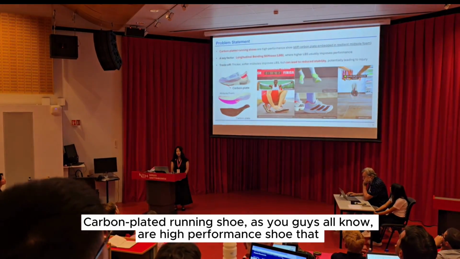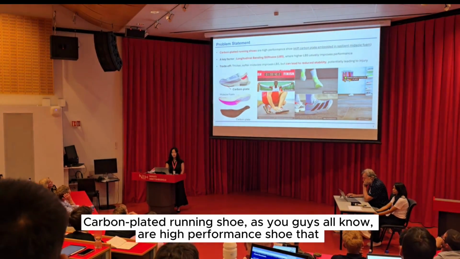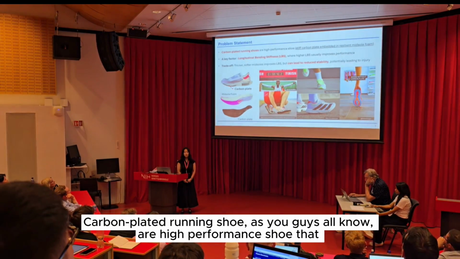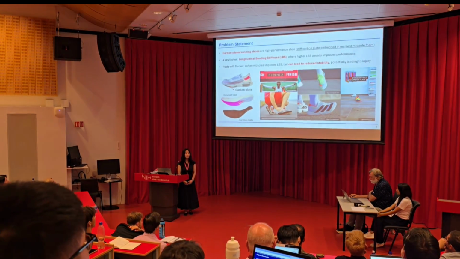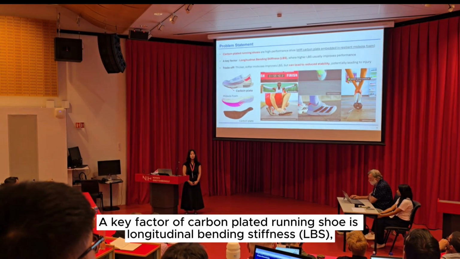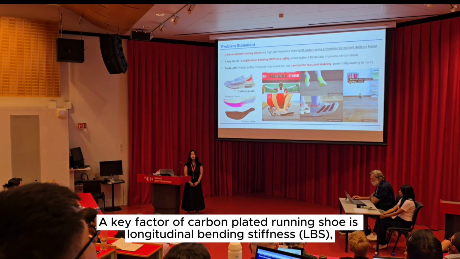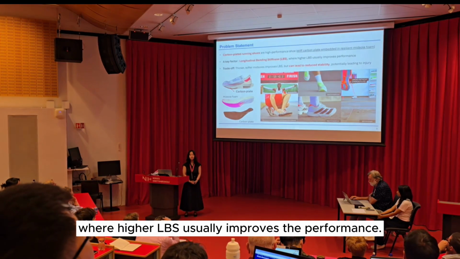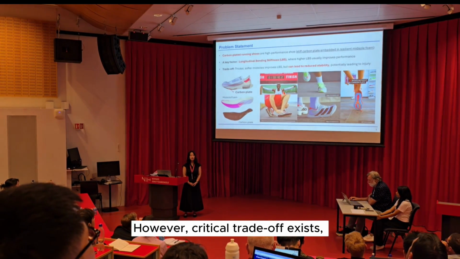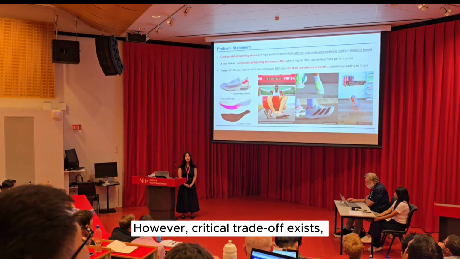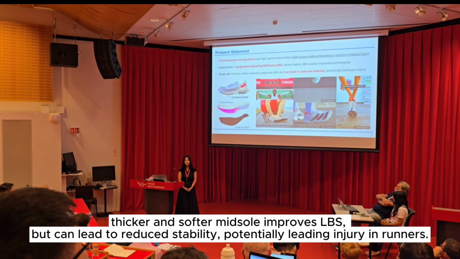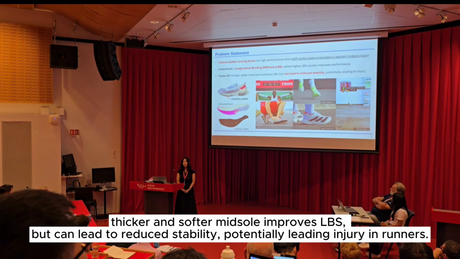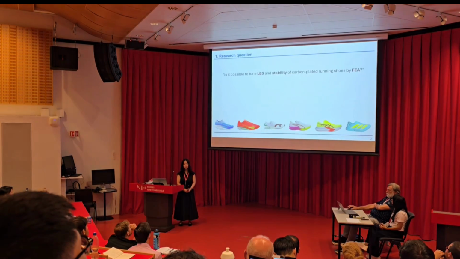Carbon-plated running shoes, as you all know, are high-performance shoes that include a stiff carbon plate embedded in resilient midsole foam. A key factor of carbon-plated running shoes is longitudinal bending stiffness (LBS), where higher LBS usually improves the toughness. However, a critical trade-off exists. A thicker and softer midsole improves LBS but can lead to reduced stability, potentially leading to injury in runners.